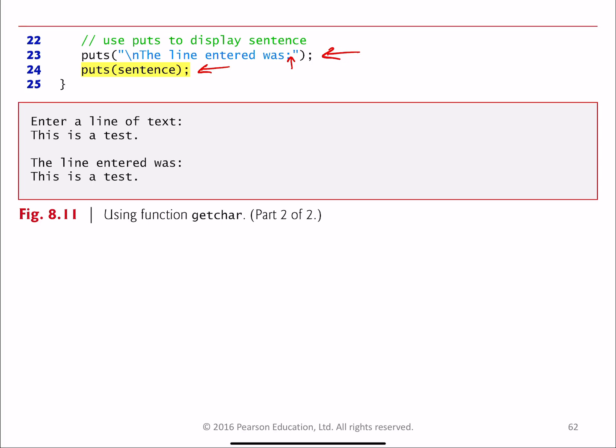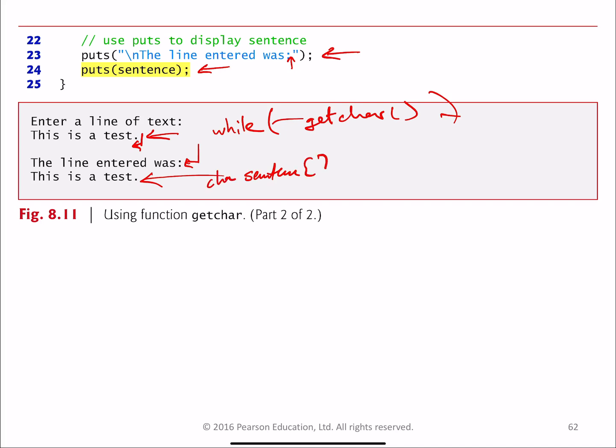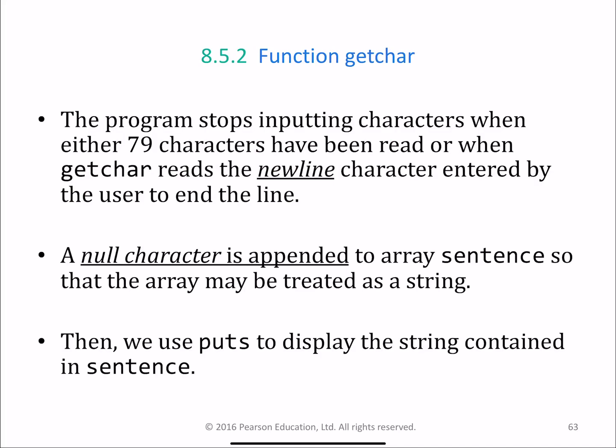So if you run this program, let's say you enter something like this: This is a test, full stop. This is read in using the while loop and the getchar function we're calling in it. You hit enter at the end, and the line entered was, and this prints out whatever's in the sentence character array, prints it out to the screen.